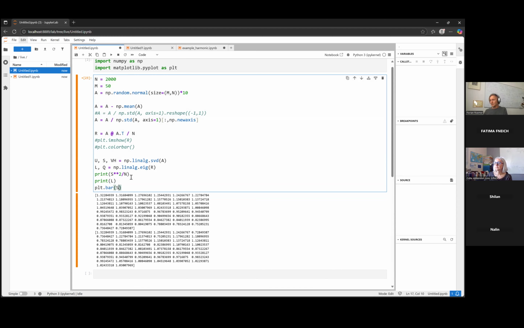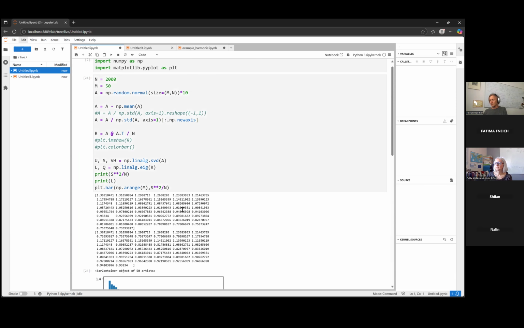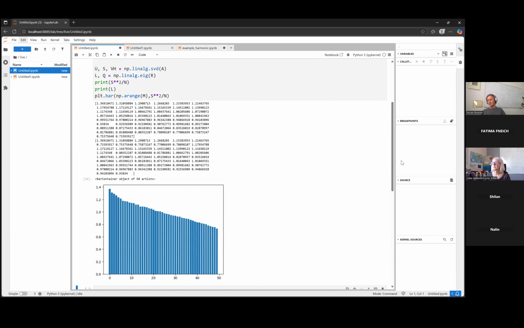S, let's do S squared over n, why not? S squared over n, and I think I need to do some x-axis here, otherwise it's going to complain. Okay, there we go. Here we can now see the singular values, the decaying singular values.